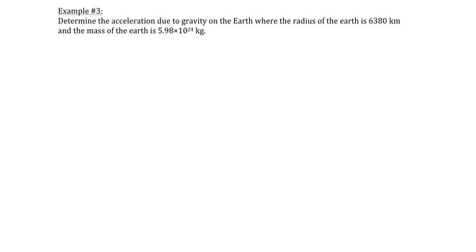Look at example number 3. In this question, we're asked to find the acceleration due to gravity on the Earth, where the radius of the Earth is given and the mass of the Earth is given. And we also know the universal gravitation constant.